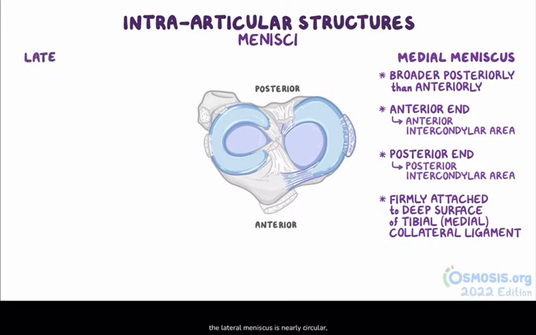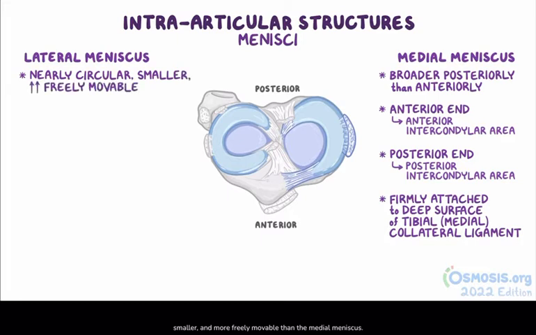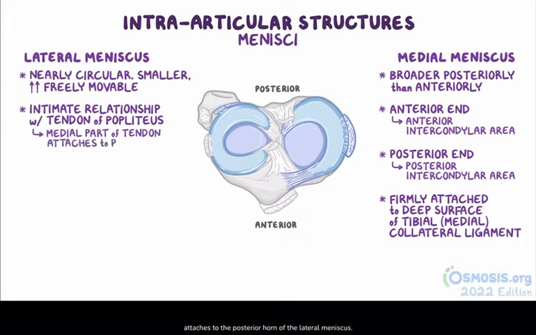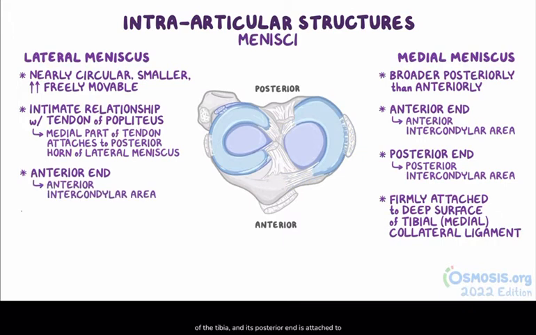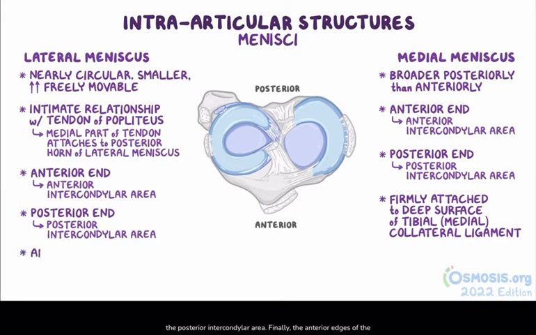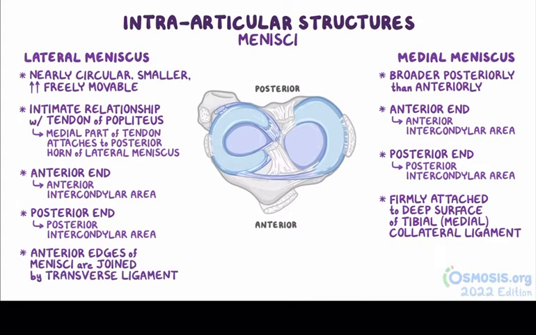Speaking of which, the lateral meniscus is nearly circular, smaller, and more freely movable than the medial meniscus. The lateral meniscus also has an intimate relationship with the tendon of the popliteus, whose medial part of the tendon attaches to the posterior horn of the lateral meniscus. Its anterior end is attached to the anterior intercondylar area of the tibia, and its posterior end is attached to the posterior intercondylar area. Finally, the anterior edges of the menisci are joined by the transverse ligament of the knee.